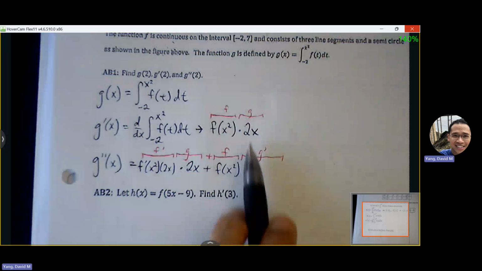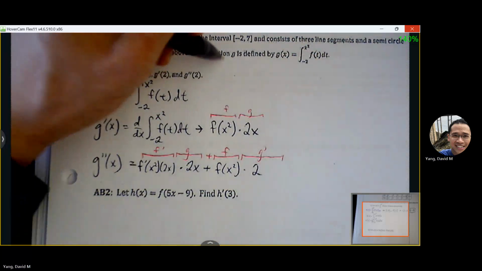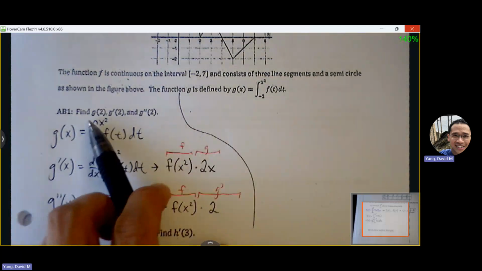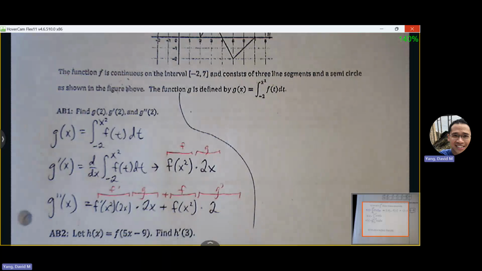And then g prime 2x becomes 2. Everything that we need is in front of us. Let's go ahead and find g of 2, g prime of 2, and g double prime of 2. Now we're just plugging in.